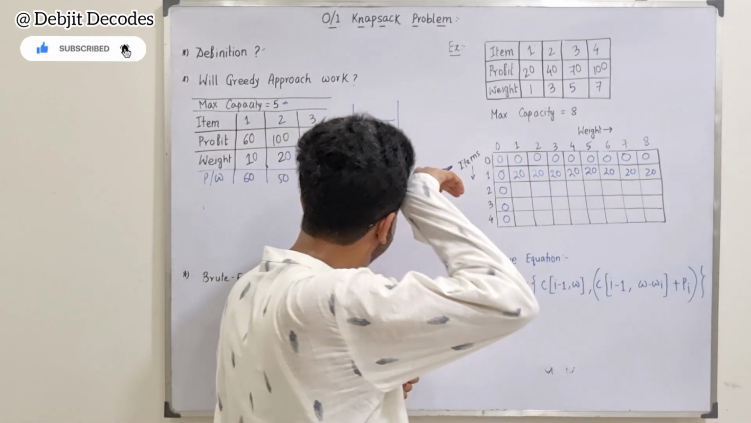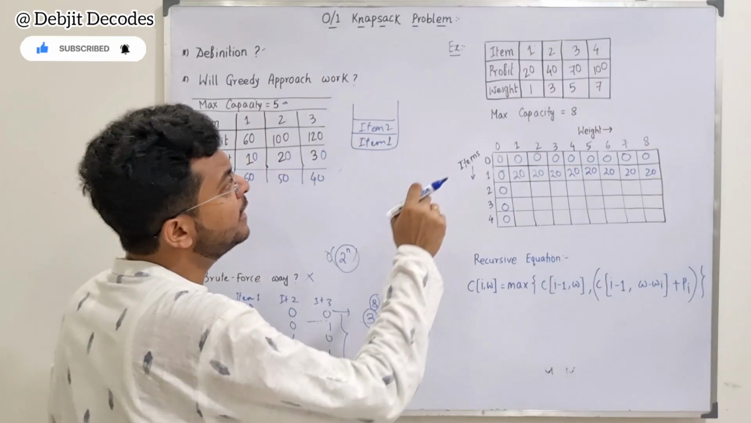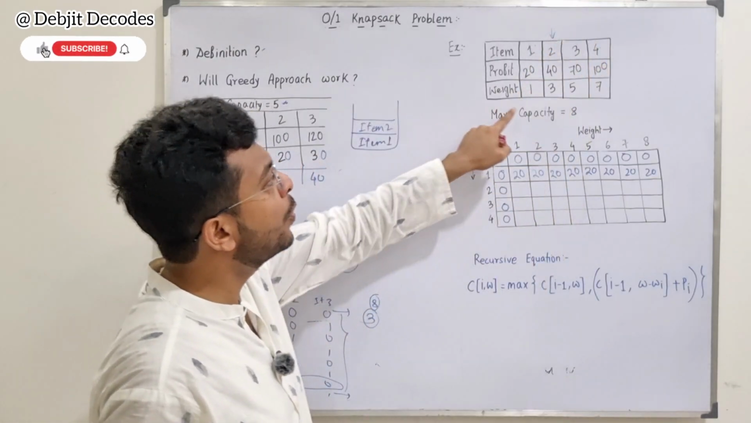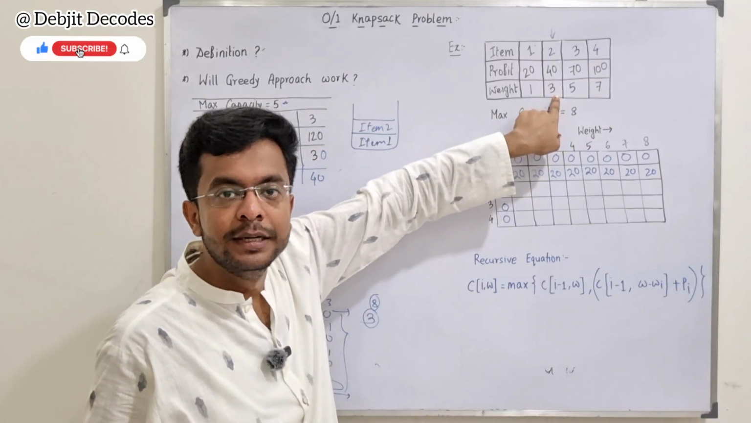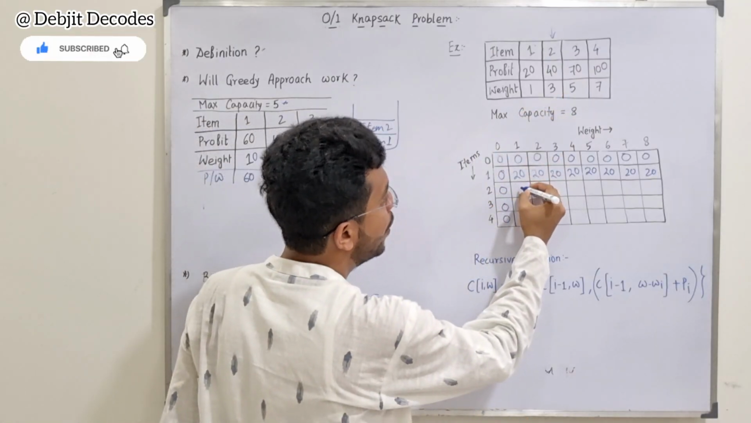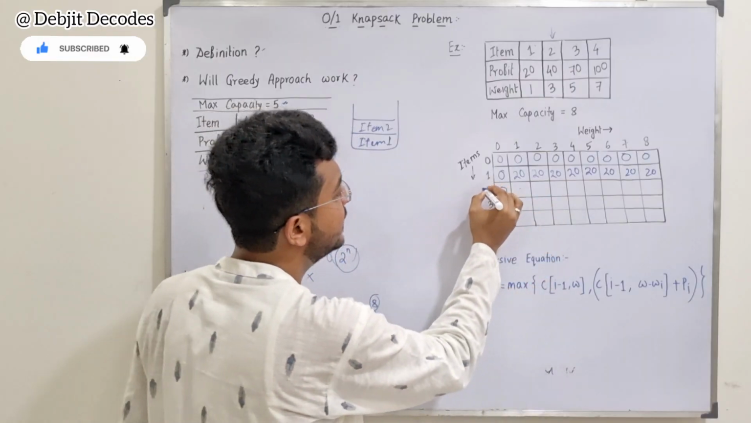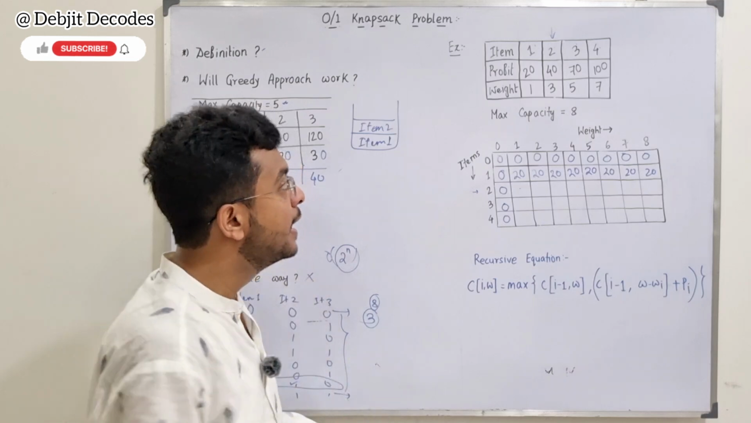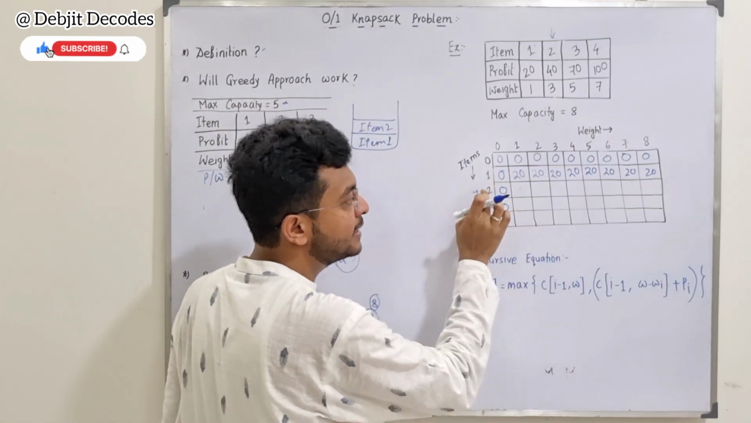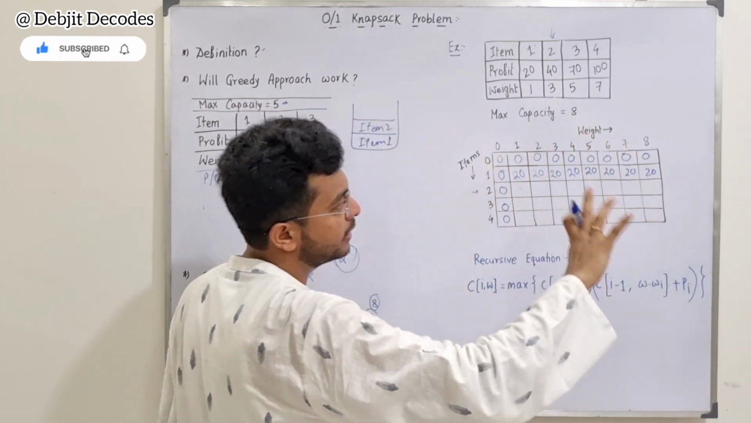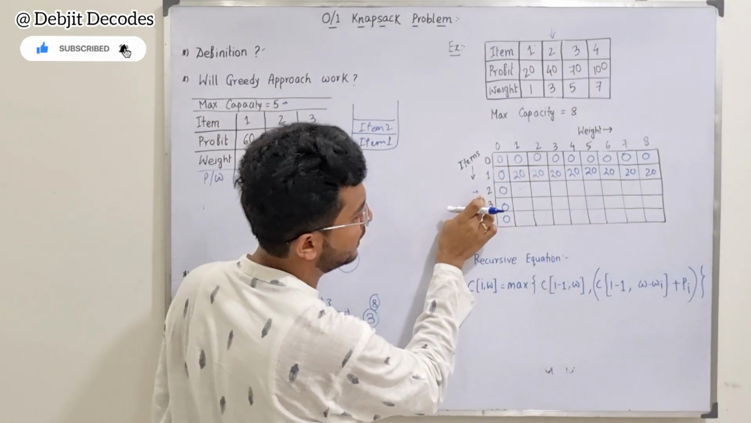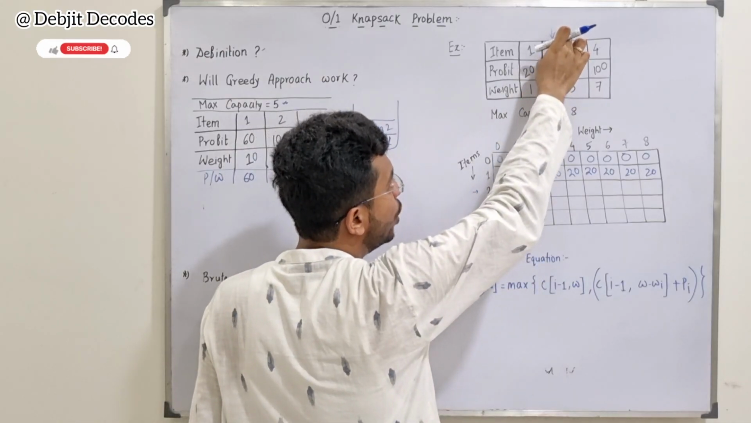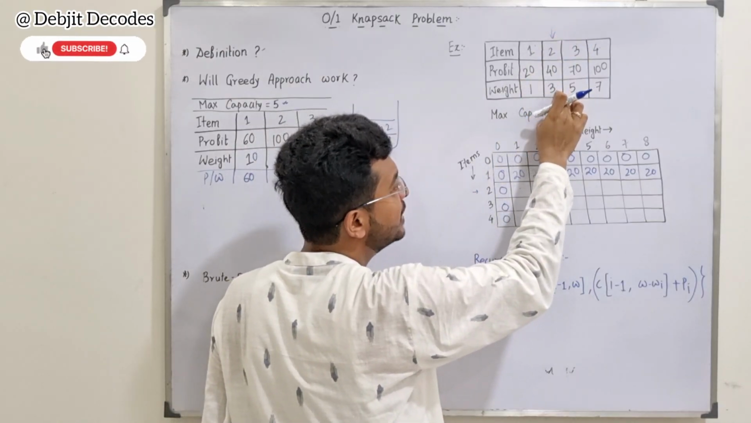Now we are coming to this particular one. We will be checking item 2. What is the weight of the item? The weight of item 2 is 3. Now whenever we check this item, we need to consider the first item as well, because we have already gone through the first item. If you understand this row, I hope everything will be cleared. Row number 2 is for item 2. What is the weight of item 2? 3. And what is the profit it is giving?